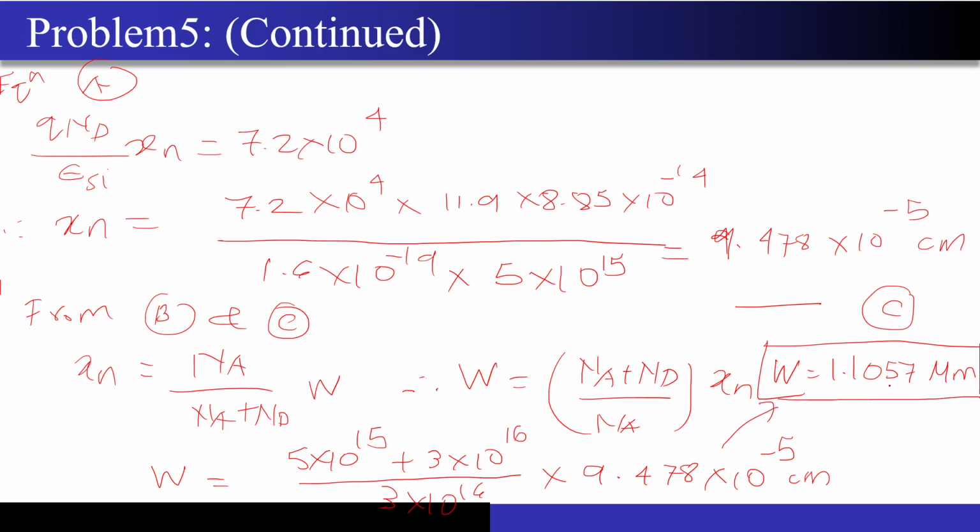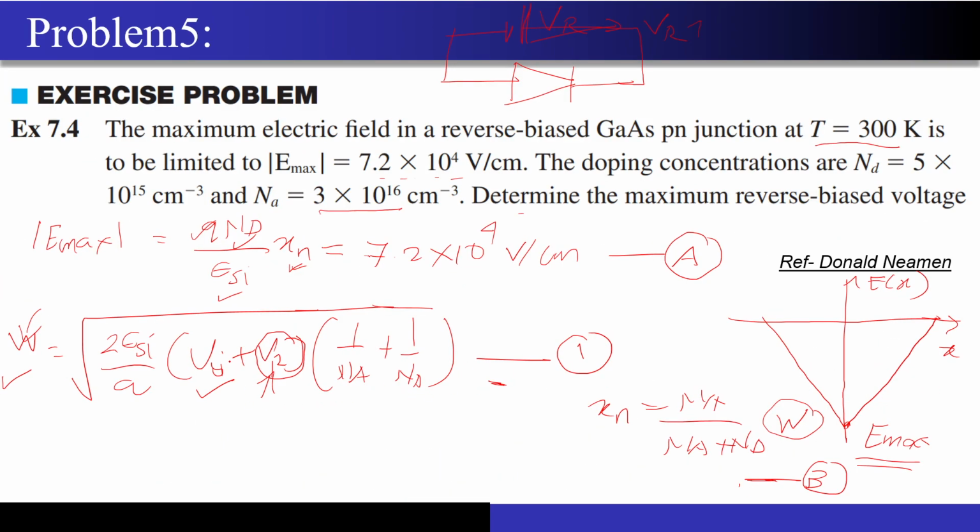Now one more thing has been pending. If you look at equation number 1 over here, I know the value of W now, but I don't know the value of the built-in potential. So I have to find out the VBI. How can I find out the VBI? It's very easy: KT by Q ln of NaNd by Ni square. I have to use this equation.